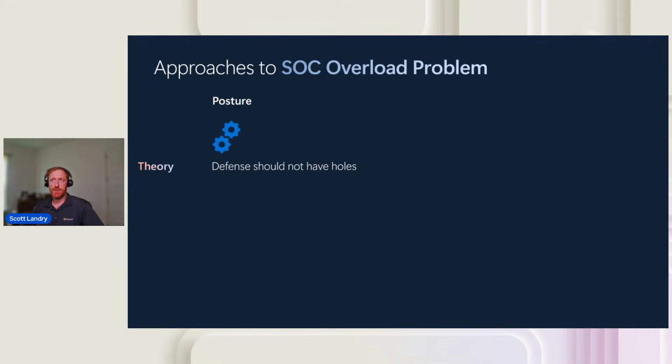So the first, of course, is posture. Defense should not have holes. I think that's a given. I see lots of people spending lots of time on this one, and it's a good one to spend time on. But it's also fair to say that in our evidence, in our telemetry, and our data, we see that misses are not frequently caused by configuration, okay?